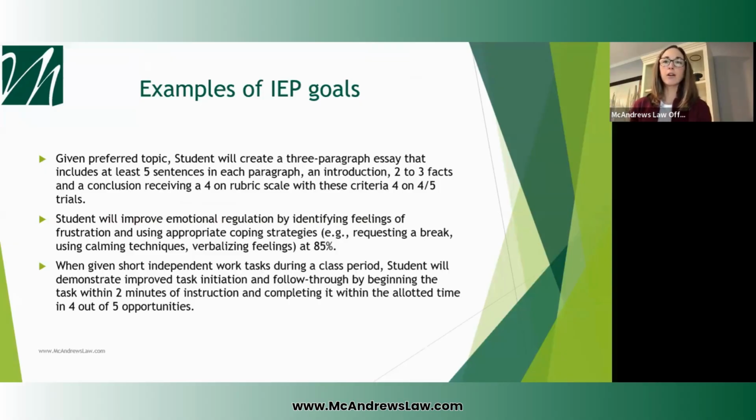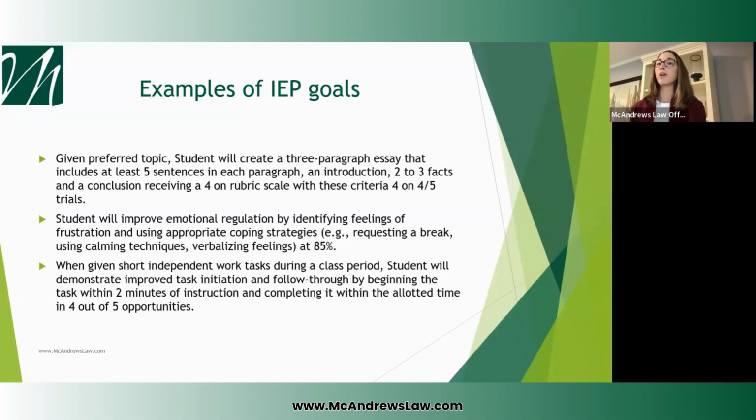So we have some examples here of IEP goals. I gave a couple, but just to be able to look at them, they could be things like a student writing a 3-paragraph essay. And this goal is very specific. It's including at least 5 sentences in each paragraph, an introduction, 2 to 3 facts, and a conclusion, receiving a 4 on a rubric scale.